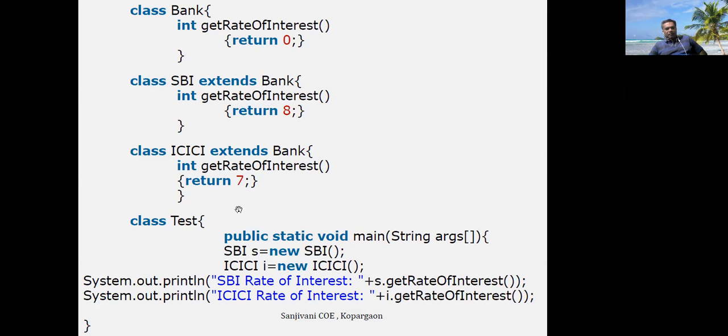When you create the object of the SBI class, the method defined inside the SBI class gets executed, whereas when you create the object of the ICICI class, the method defined inside the ICICI class gets executed.